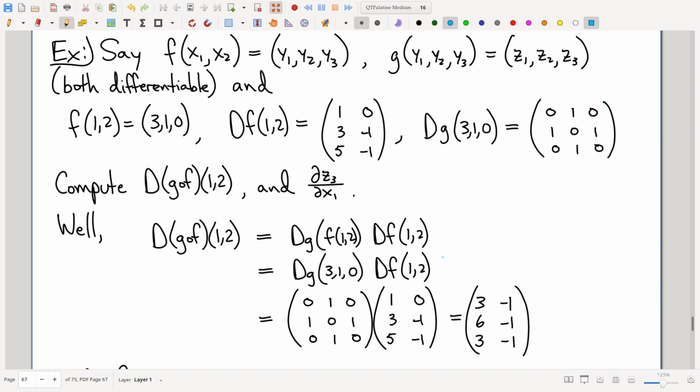Okay. All right, now the next part of the question, we've answered that. We've computed that derivative matrix. Next part of the question: compute this specific partial derivative, thinking of z's as functions of the x's. Notice that's part of the composition.